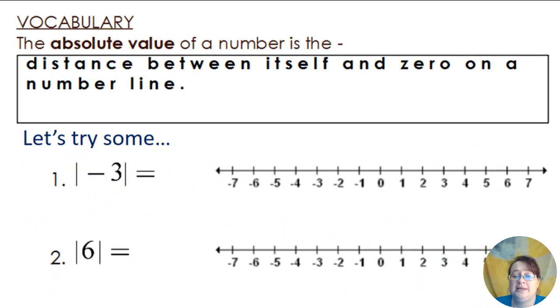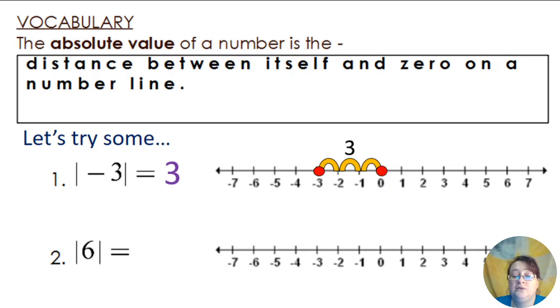So let's try some of these. The absolute value of -3. To find this, I'm going to put a point at -3. I'm going to put a point at 0, and I'm going to count the units in between. 1, 2, 3. So the absolute value of -3 is 3.